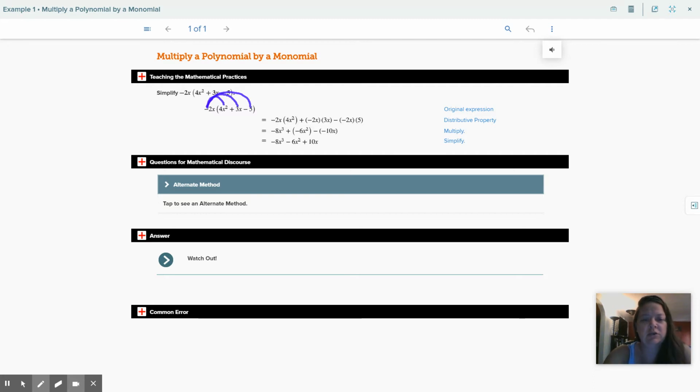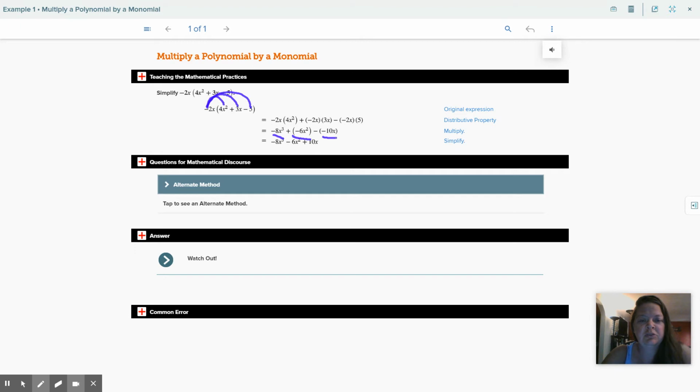Okay. Notice that the negative goes with the 2x all the way across. It has to stay with it the whole time. Looking at the next step, we have negative 2x times 4x squared. That's negative 8x to the third, plus negative 2x times 3x, which is negative 6x squared, minus negative 2x times 5, which is negative 10x.